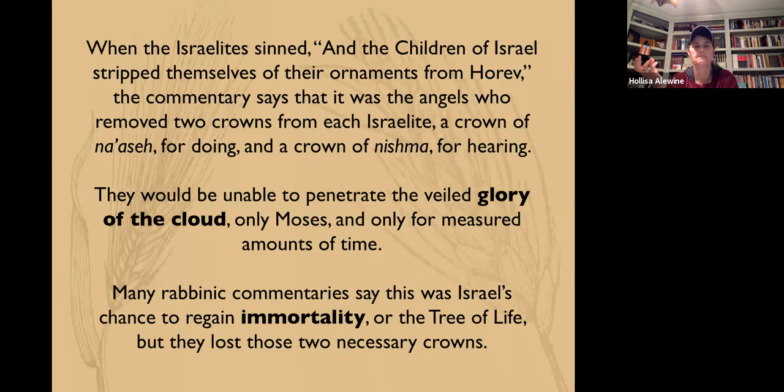But one of the commentaries says that the reason Moses' face glowed so much was because the angels took all those crowns that they had removed from each Israelite, the two crowns, and placed them upon Moses. So what was the crown that the people wore? It was the crown of doing and hearing commandments. And when you do, and when you hear commandments out of a pure heart, you glow. There is a glory that rests upon you. We can call it a crown.